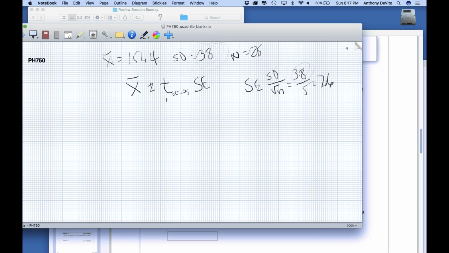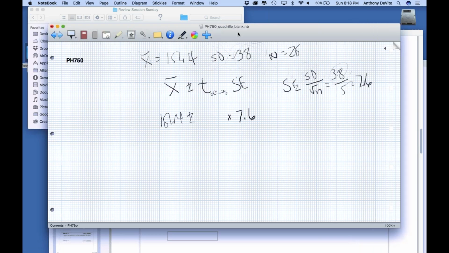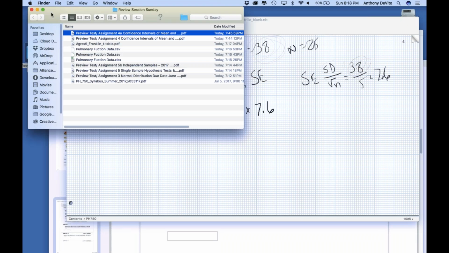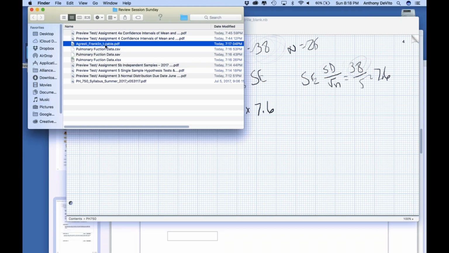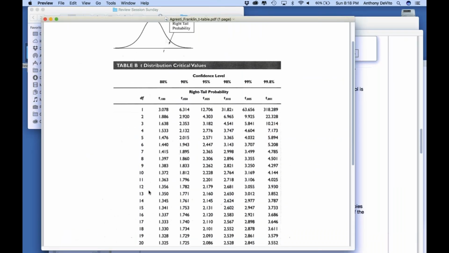So now, instead of using z, I'm going to set this up as 151.4 plus or minus t times the standard error, which is 7.6. The only thing that's different now is what t is equal to. And in order to find out what t is equal to, I have to go to a table. You can also get this from Excel, but a table is just fine. Here are the t-values.